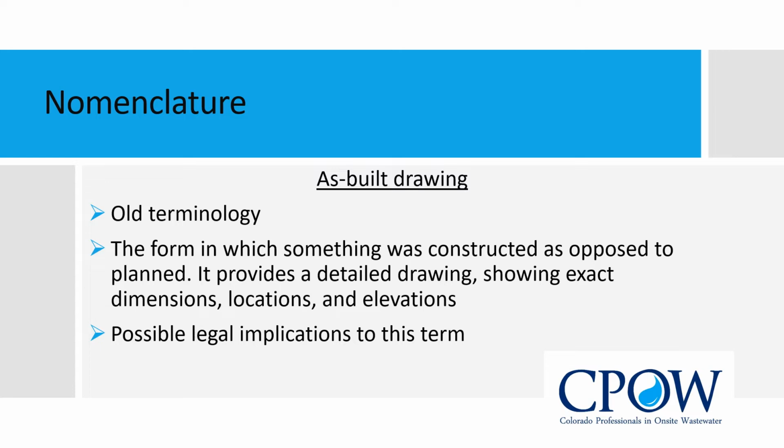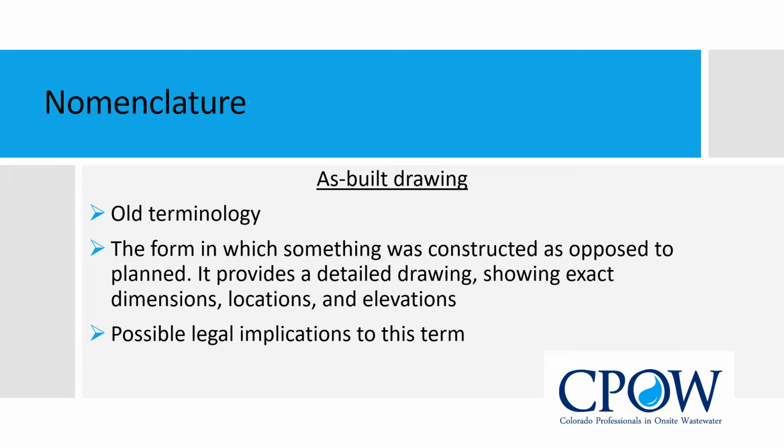Prior to the updates to Regulation 43 in 2018, the term typically associated with a drawing created after an onsite wastewater treatment system was installed was an as-built drawing. This was intended to reference the form in which an on-site wastewater treatment system was actually constructed as opposed to planned. It was a detailed drawing showing exact dimensions, locations, and elevations of all components.